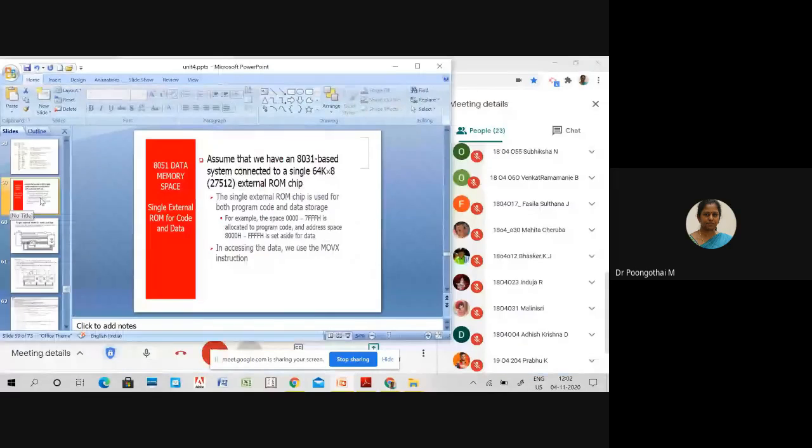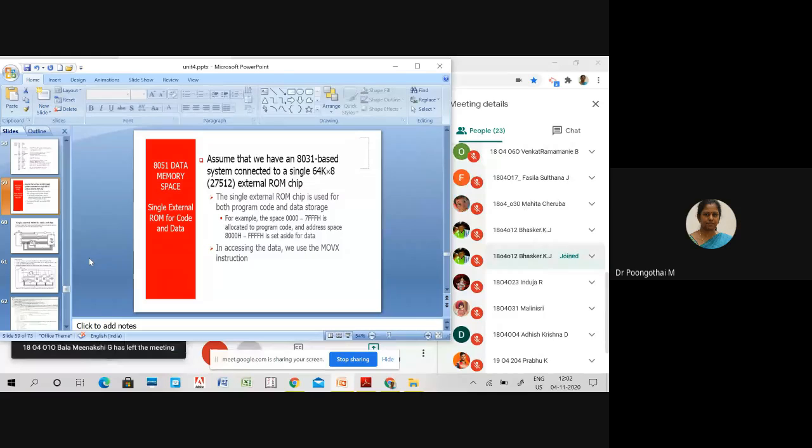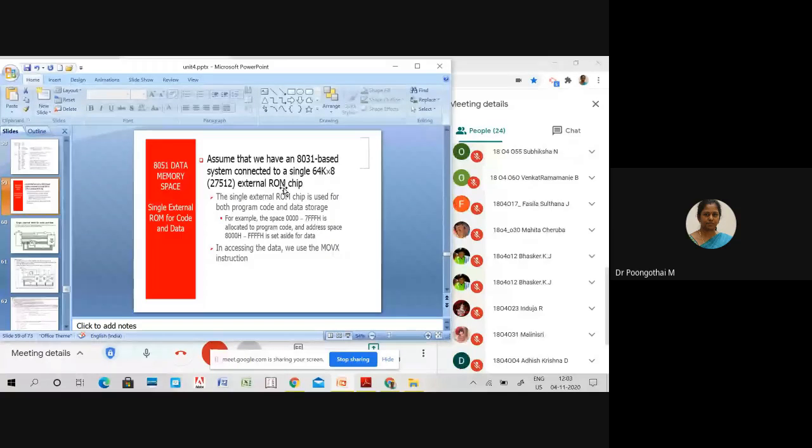Good morning, students. In this class we are going to see a single external ROM for both code and data. Here a single external ROM chip is used for both program code and data storage. We have considered an 8031 based system connected to a single 64K x 8 external ROM chip. In this case, a single chip can be utilized for storing your programs as well as your data.